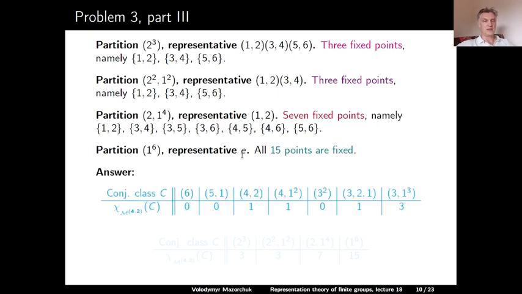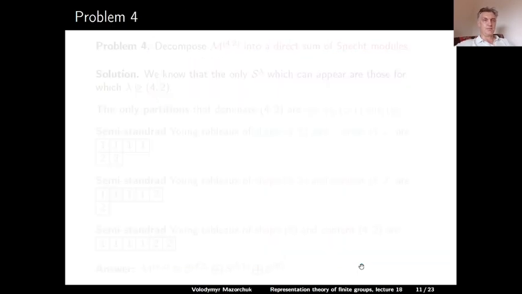So we can now collect the answer. The value of the character of our permutation module on a conjugacy class indexed by a partition is the following. Partition 6, the value is 0. Partition 5, 1, the value is 0. 4, 2, the value is 1. 4, 1, 1, the value is 1. 3, 3, the value is 0. 3, 2, 1, the value is 1. 3, 1, 1, 1, the value is 3. 2, 2, 2, the value is 3. 2, 2, 1, 1, the value is 3. And 2, 1, 1, 1, 1, the value is 7. And then 1, 1, 1, 1, 1, 1, the value is 15. Problem number 4.